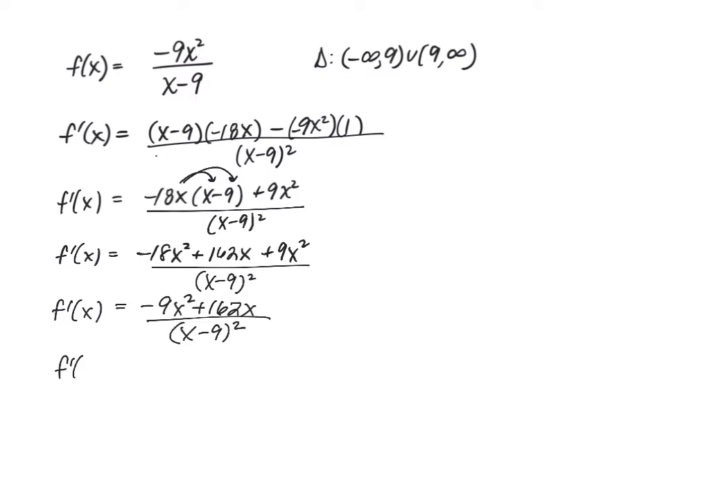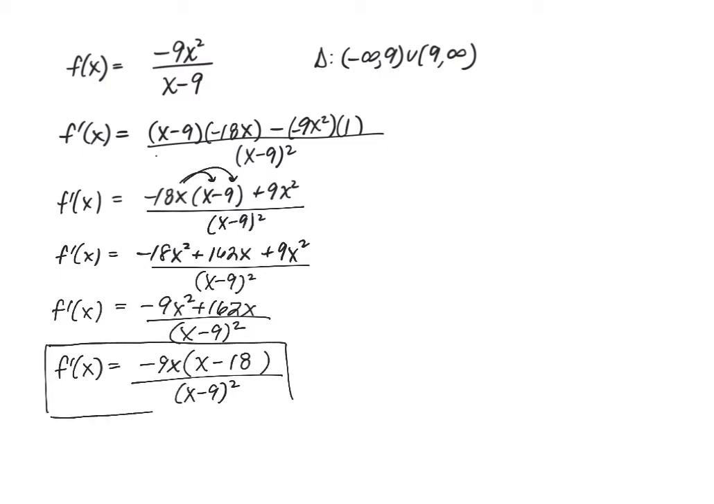Now, whether you want to factor now or factor later really doesn't matter. You're just going to have to factor that numerator at some point in time. I'm going to go ahead and do that now, and I'm going to factor out a negative 9x. So I will be left with x minus, and then remember 162 divided by 9 is 18. We did that earlier. So that's going to be a minus 18. So here is our simplified derivative.